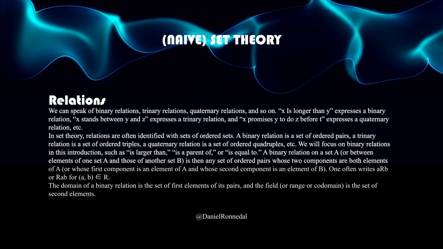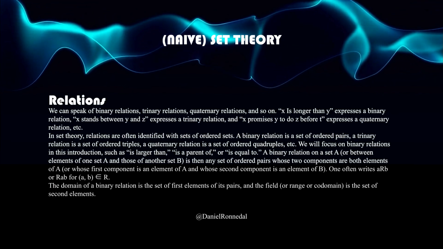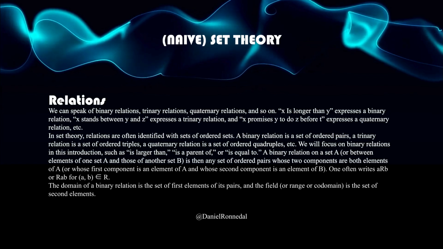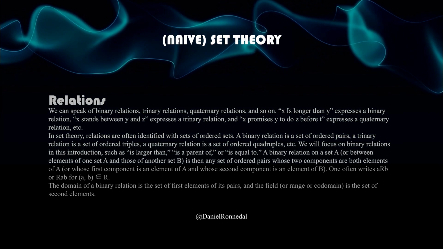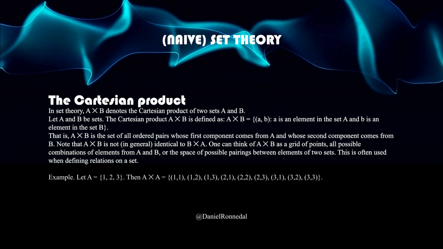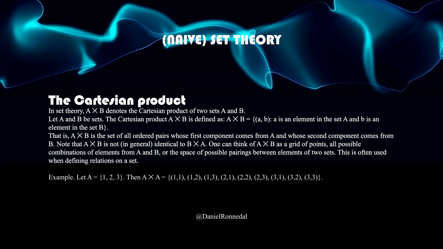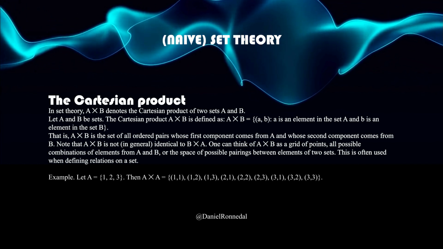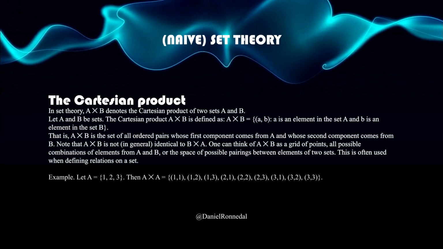The domain of a binary relation is the set of first elements of its pairs, and the field, or range, or codomain, is the set of second elements. In set theory, A × B, or A times B, denotes the Cartesian product of two sets, A and B.